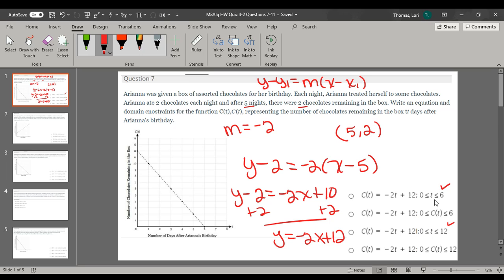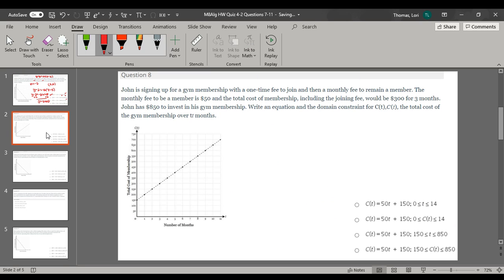Now, the domain is how many days or nights that she has chocolates remaining in the box. And so this is going to be choice A. From day 0 to day 6 is the amount of days that she has chocolates. Now let's look at the next one.